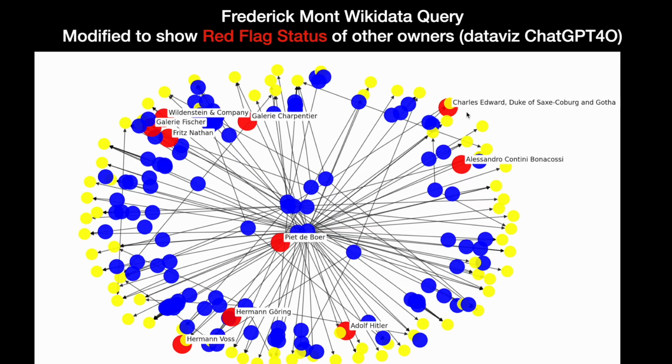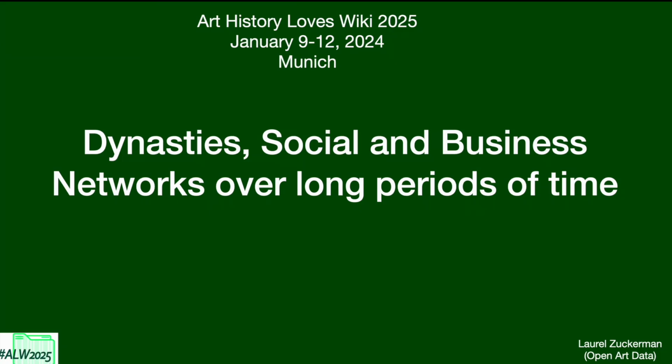Now this takes a query from Wikidata and simply with the help of AI makes it a little bit easier to understand, where you see the red flag names that are associated with Mont and his gallery in the ownership circles.